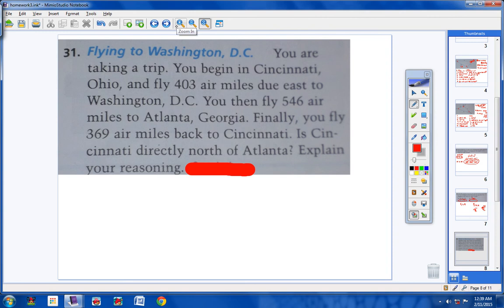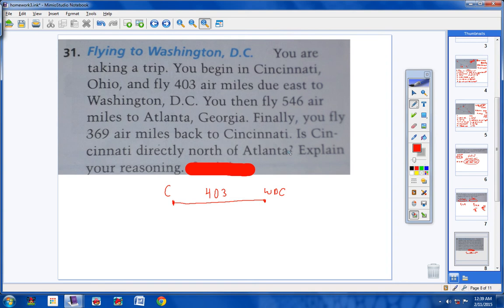Okay, you were taking a trip. You begin in Cincinnati, Ohio, and you fly 403 miles due east. So here's Cincinnati. We're going to go due east to Washington, D.C. And that distance was 403. Then you fly 546 air miles to Atlanta, Georgia.